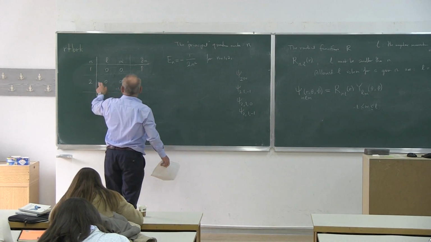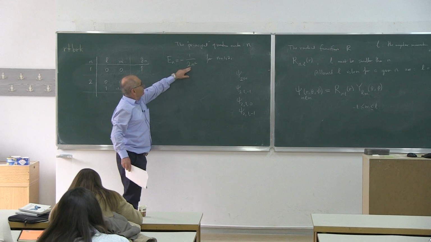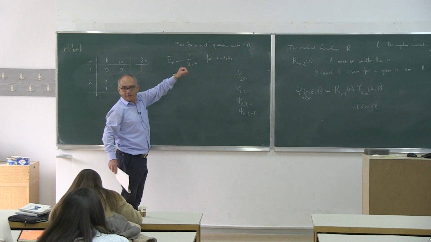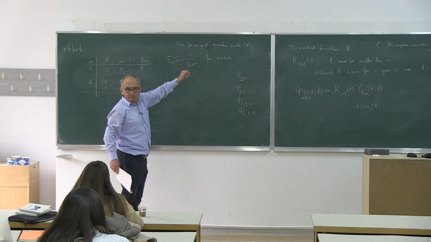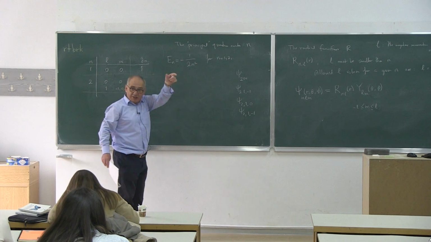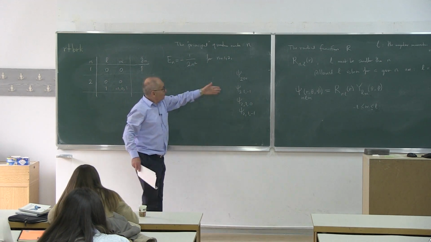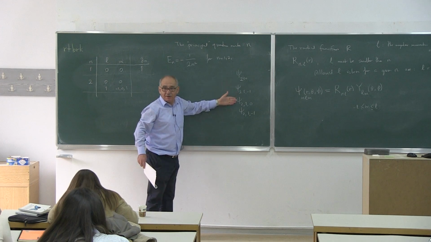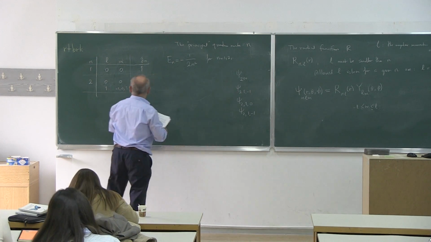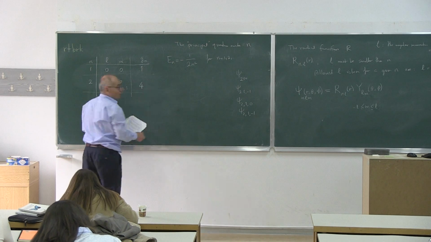Hence, for n equals 2, this is minus 0.125 Hartree. Energy is the same, but we have how many different functions? 4 different functions. So degeneracy is 4.